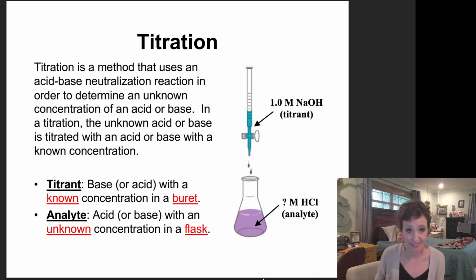In any acid-base titration, I got two things here. One will be the titrant, which will be a base in this case, or it could be an acid, and it is located in a burette, okay? This guy will always have a known concentration, and what that means is I will know its molarity. In this case, my NaOH, my titrant, is going to have a molarity of 1.0, okay?